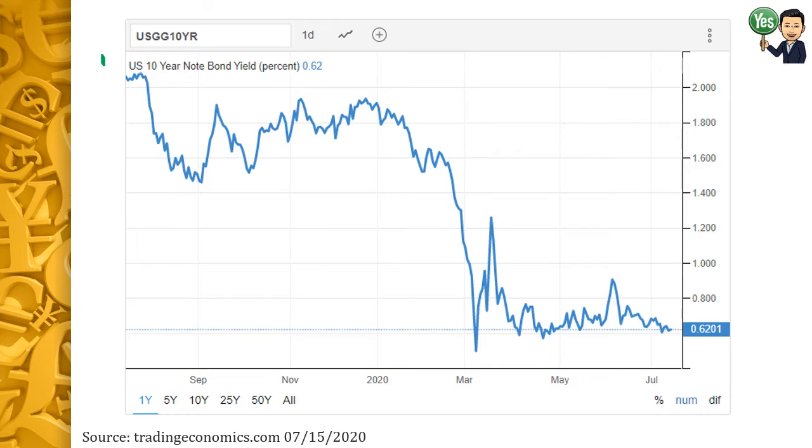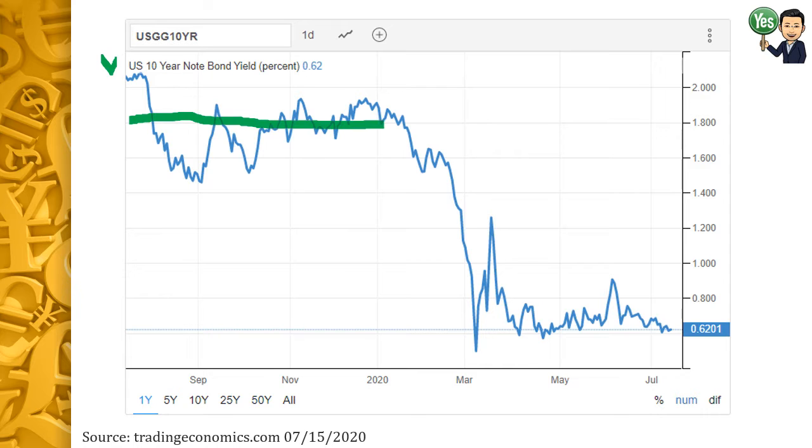This is a chart for the 10-year US note bond yield. When risk is higher, people want to buy US Treasury bonds, so the bond price goes up, and at that time the interest goes down. When the situation is more stable and the stock market goes up, the interest goes up and the bond price goes down.